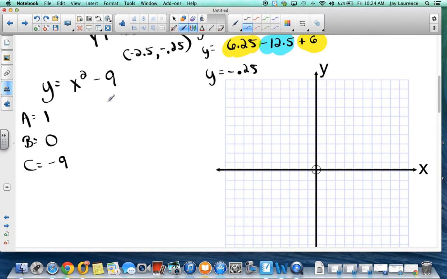All right, so now I'm going to use my discriminant. Remember, the whole formula is x equals negative b plus or minus the square root of b squared minus 4ac, all over 2a.